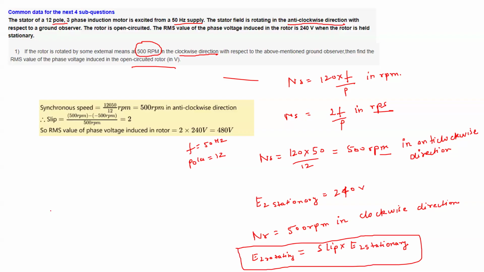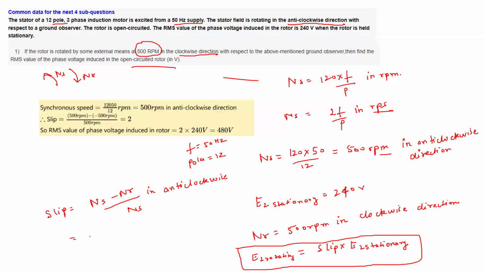Now, what is the slip? That is the question. Slip is Ns minus Nr by Ns. But remember, let us say that we are taking the anti-clockwise direction as our reference. Ns is rotating like this, Nr is rotating like this. So let us take it as anti-clockwise, and all of this we have to take in the anti-clockwise direction.